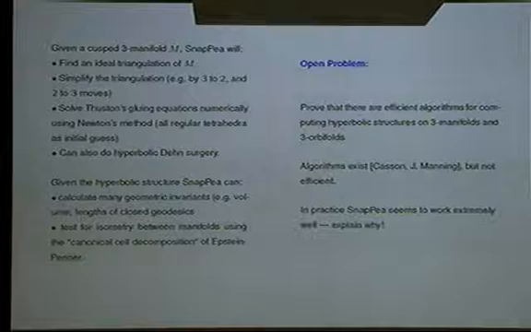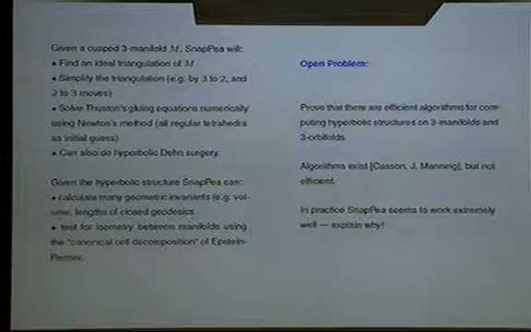So this basically involves finding all representations of the fundamental group which are rigid. And it's not really feasible to do this. On the other hand, Snappy works extremely well, and a big problem, I think, is to show why it works and to prove that there really are efficient algorithms that are guaranteed to always work.